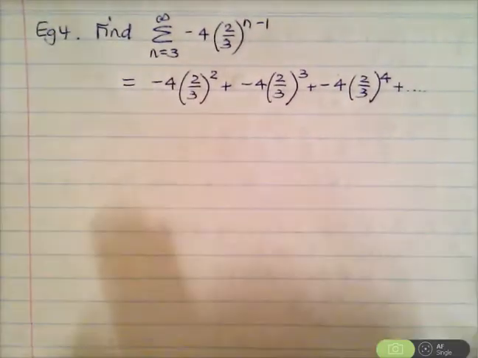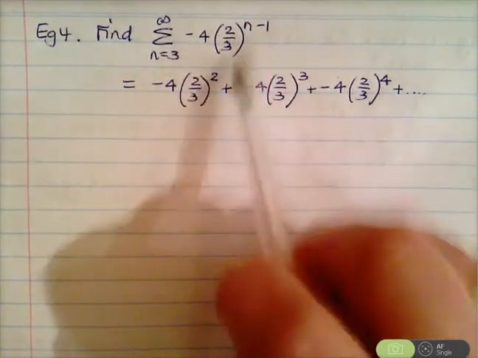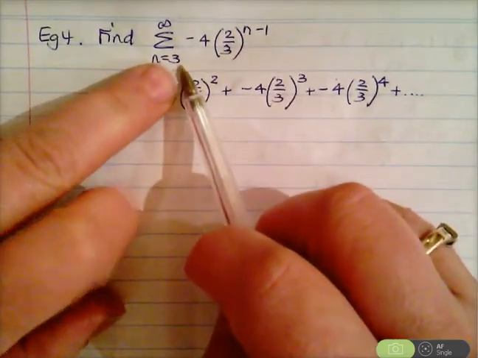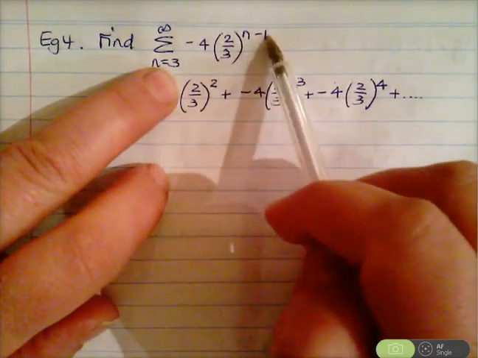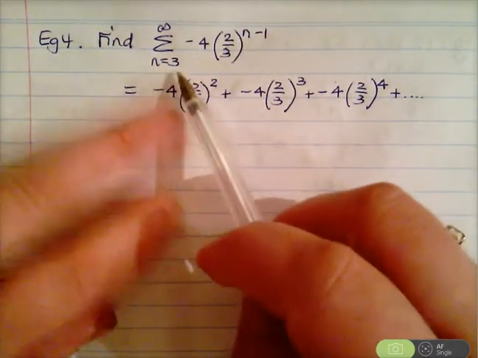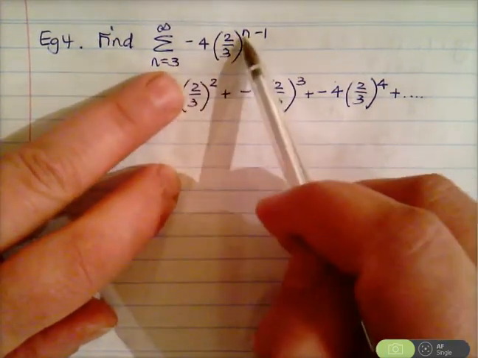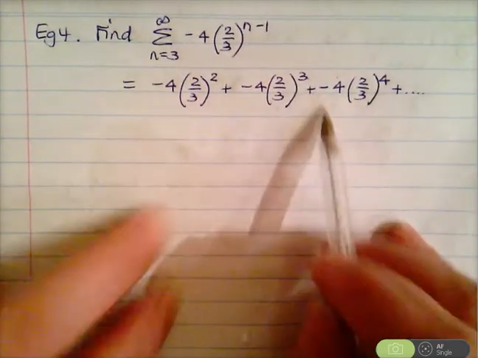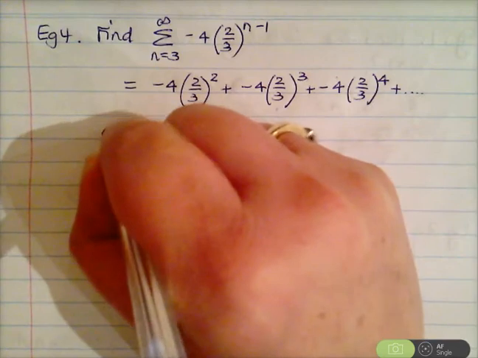Next example is to find the sum from n equals 3 to infinity of this particular nth term of the series, -4 times 2/3 to the n minus 1. Because we're starting with n is 3, we substitute n is 3 here, and we'll get -4 times 2/3 to the power of 2 as the first term. And then the second term will be -4 times 2/3 to the power of, now n is 4 for the second term, you get 4 minus 1 is 3, so you get 2/3 to the power of 3, and so on.